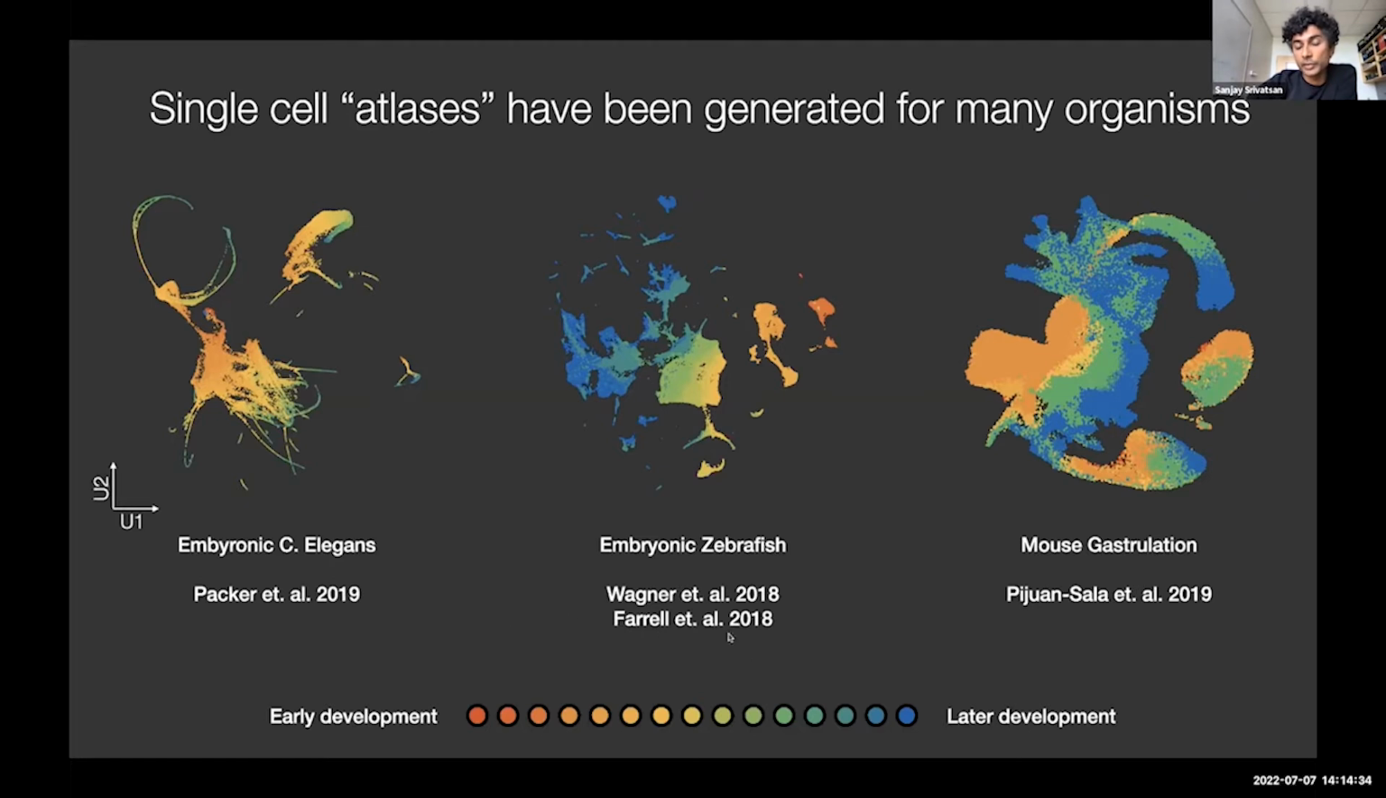But one thing to note in each of these images is that I've colored the plots going from red in early development to blue in later development. And what you'll notice is that there's a smooth progression between cells that are early in development to later in development. And this really recapitulates or represents that earlier schematic I showed you of those spheres cascading over the landscape.